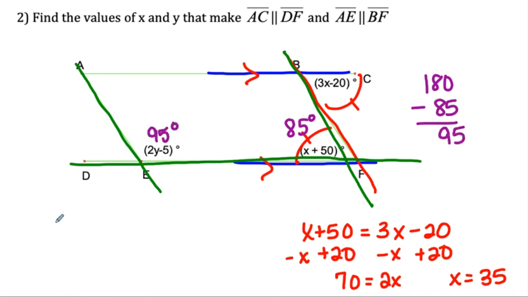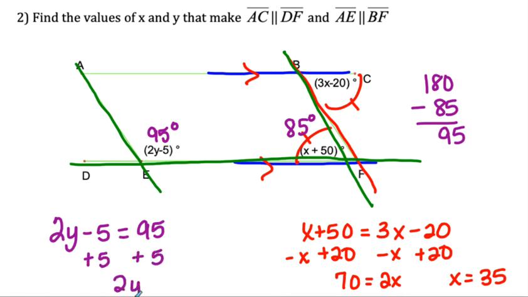So to find the value of y, I would do 2y minus 5 equals 95. So I'm going to add 5 to both sides, and I get 2y equals 100, so y equals 50. Therefore, if y is 50, then AE is parallel to BF.